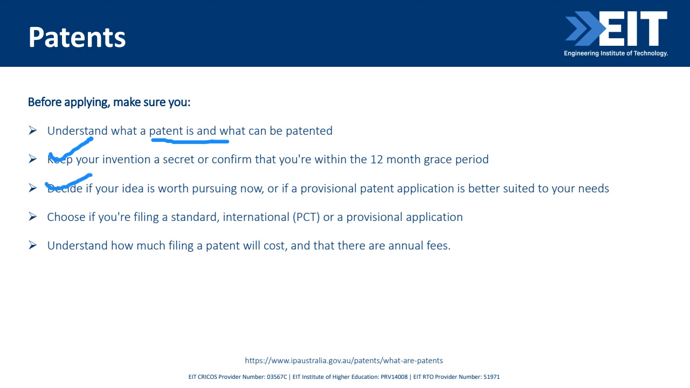Decide if your idea is worth pursuing now. Sometimes the market is not ready for new technologies, and it's worth waiting a little more time. Sometimes you need a bit more time preparing your documentation. So you need to decide when exactly you'd like to apply. Choose whether you are going to file a standard patent just for local protection, or international, or even a provisional application is also an option here. You also need to understand that patents are costly. They incur a lot of fees, so we need to keep that in mind.